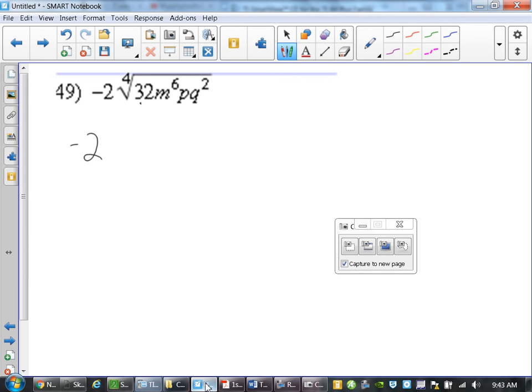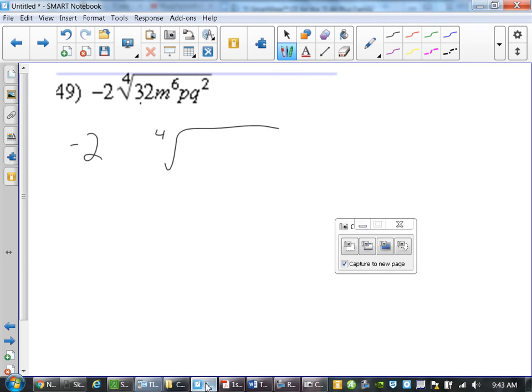I can't simplify the 4th root. I don't believe we can. If I go 3 to the 4th, that's 81. That's not going to work. And that's the trick on this one. They're going to make you think, oh, the 4th root of 32, that's 2, and you're going to take 2 out, you're going to get negative 4, and you're going to go through there.